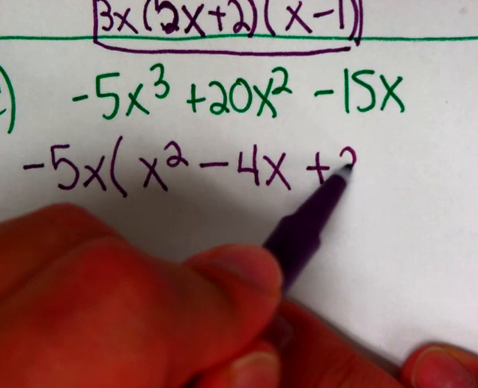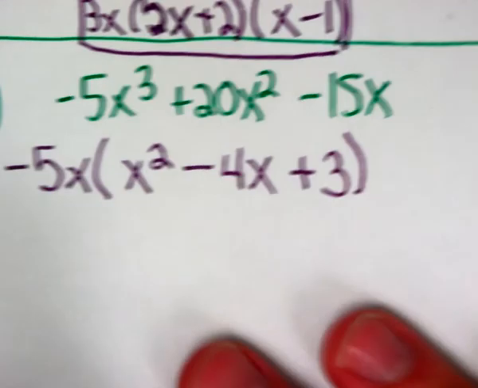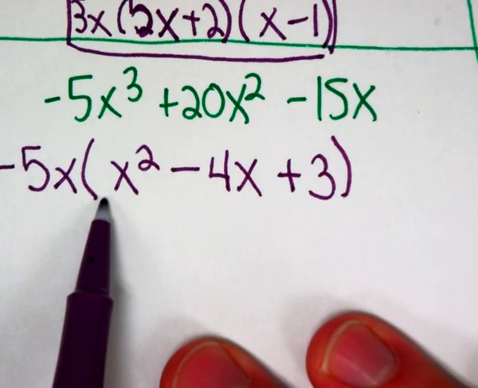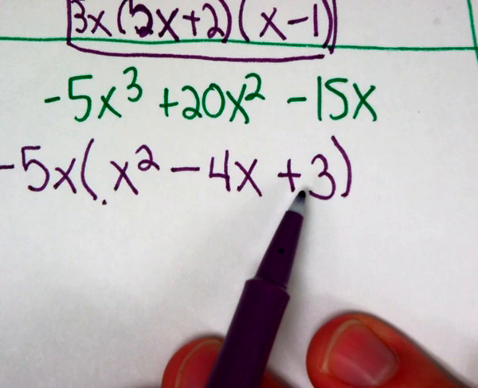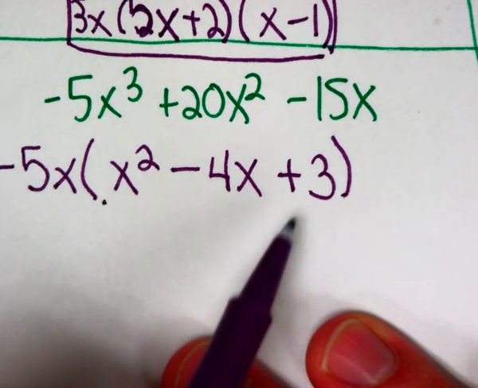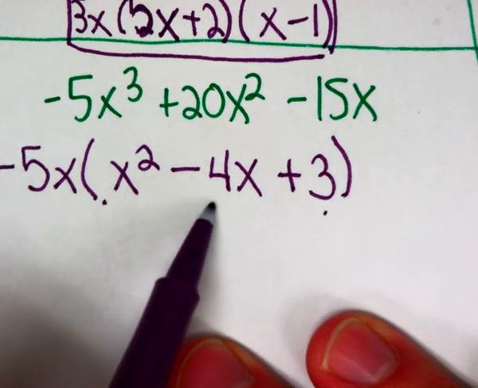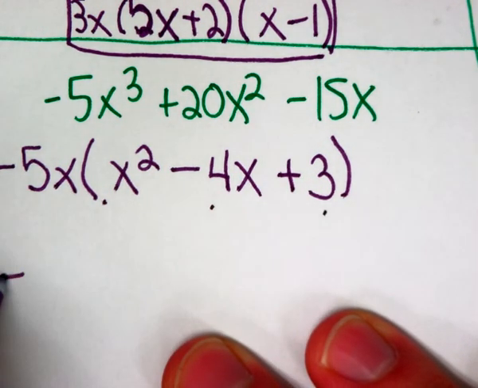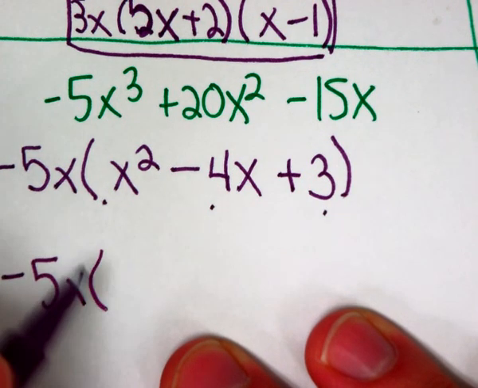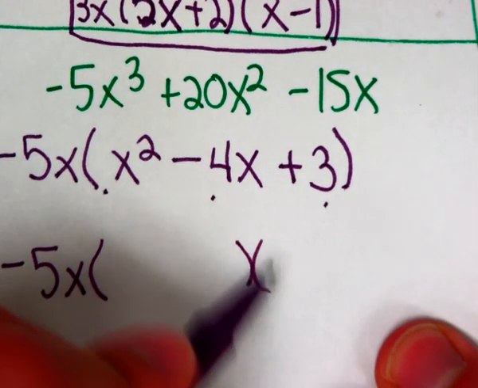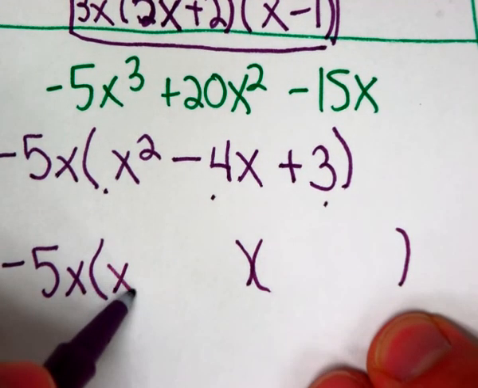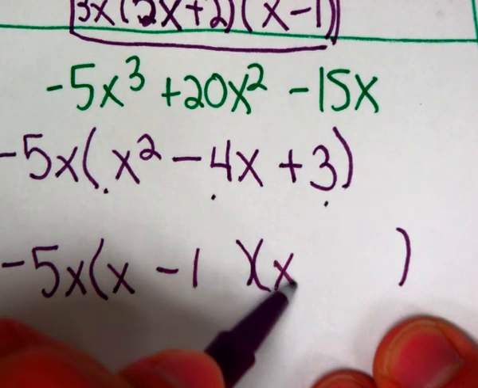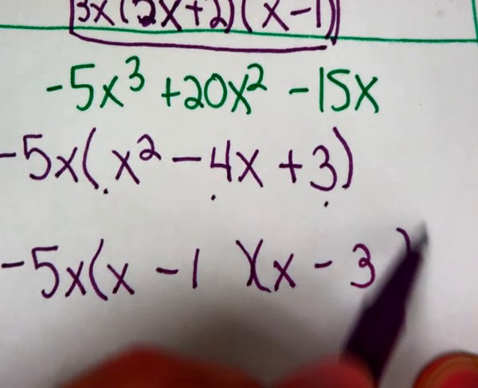3. Once we factor this, we notice that there's a leading coefficient equal to 1, and there are 3 terms here. So that means we have to figure out what are the factors of 3 that will add up to negative 4. So think through, there's only a couple factors of 3, and that just happens to be 1 and 3, which means that we're going to have an x minus 1 and an x minus 3. This is your final answer.